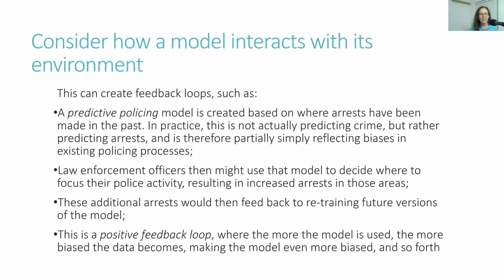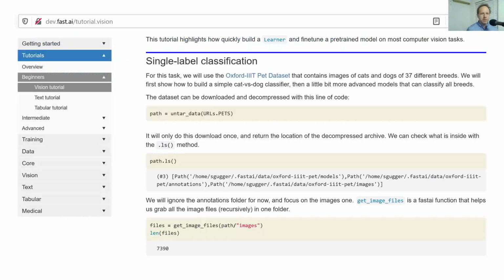I was just going to add that this is also an example of proxies, because here arrest is being used as a proxy for crime. And I think that pretty much in all cases, the data that you actually have is a proxy for some value that you truly care about. And that difference between the proxy and the actual value often ends up being significant. Thanks, Rachel. That's a really important point.